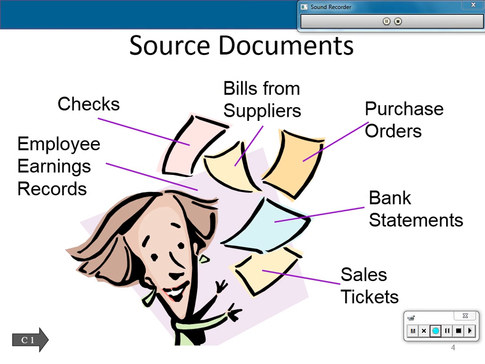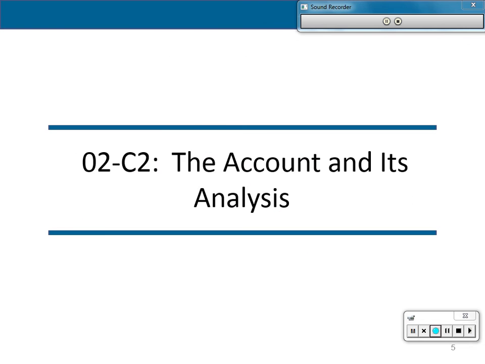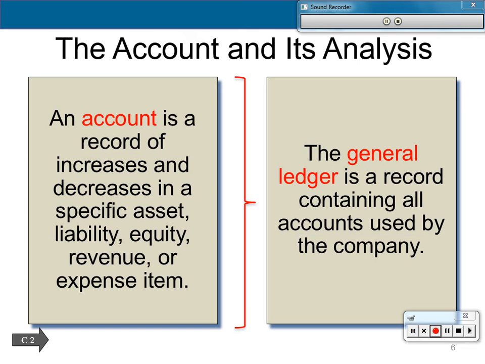All right, source documents. So we talked about it, right? Sales tickets, employee earning records for payroll, checks, bills from suppliers, purchase orders, bank statements. All of those are documents or sources, resources, so that you will have adequate proof of transactions, right? So where's that paper that I gave you last week? Pull those out.